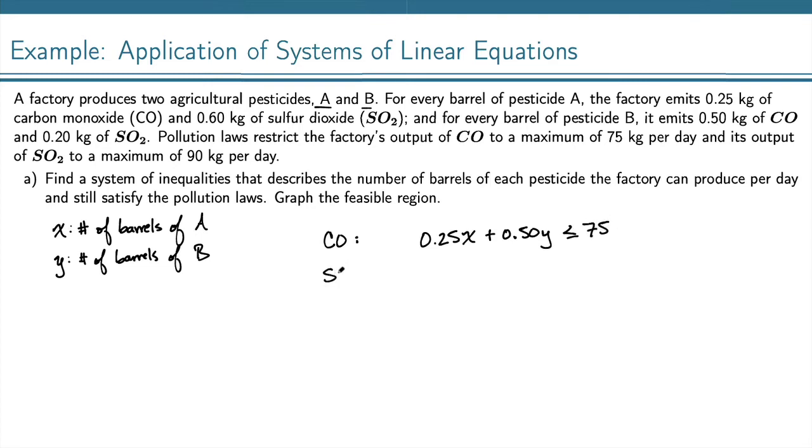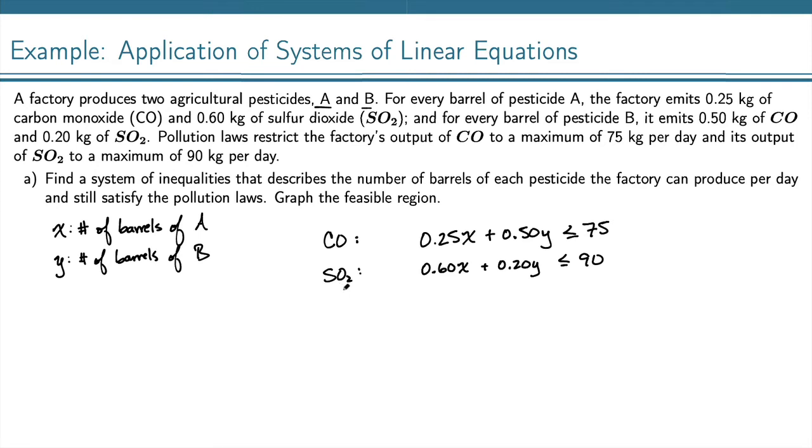We do the same thing for sulfur dioxide. From pesticide A, we have 0.60, so that's times X. And then plus for pesticide B, we have 0.20 kilograms, so that times Y. And the total amount of sulfur dioxide that can be emitted has to be less than or equal to 90. So these are the two restrictions that are placed. There's a restriction on carbon monoxide and a restriction on sulfur dioxide.